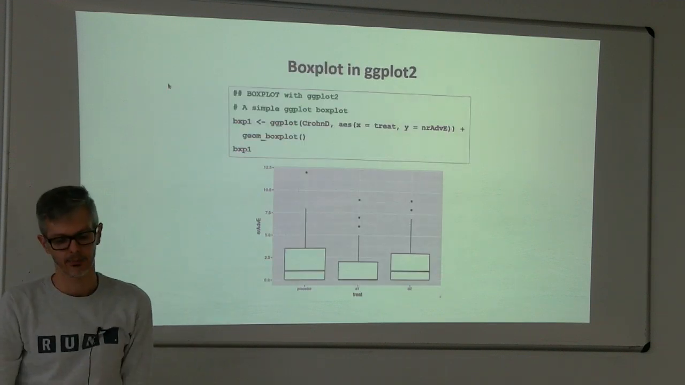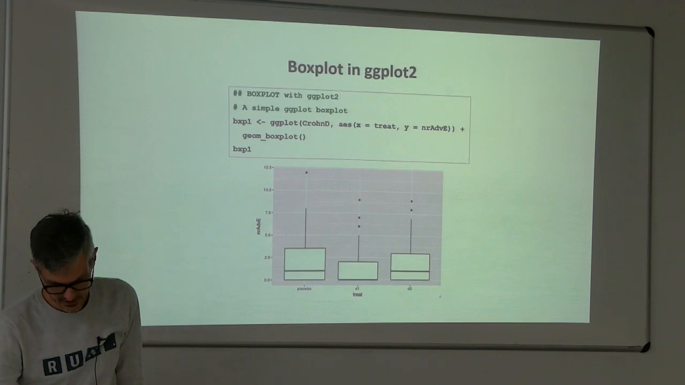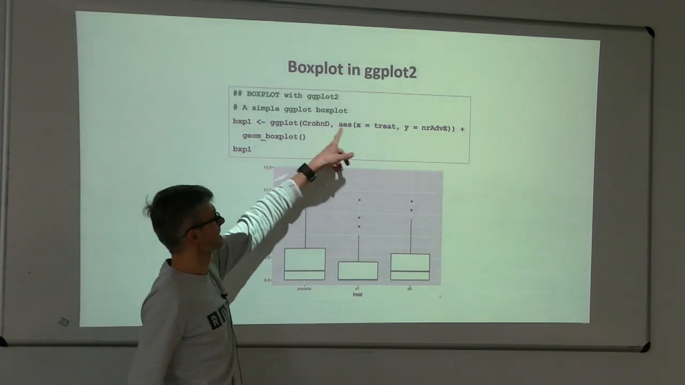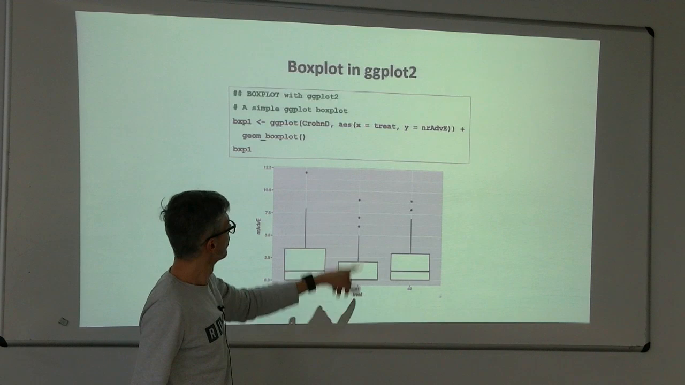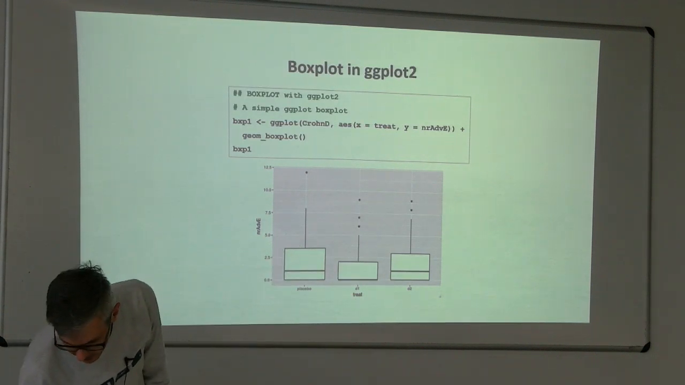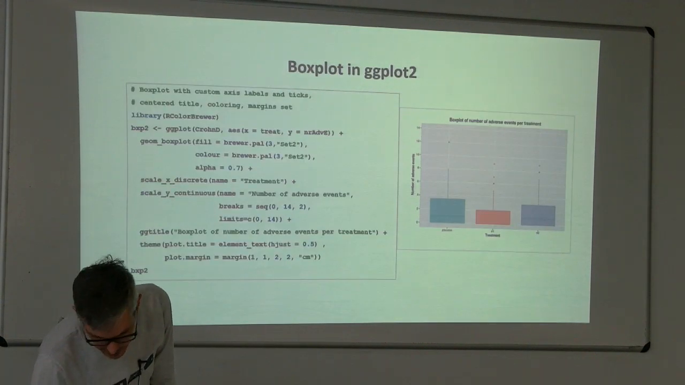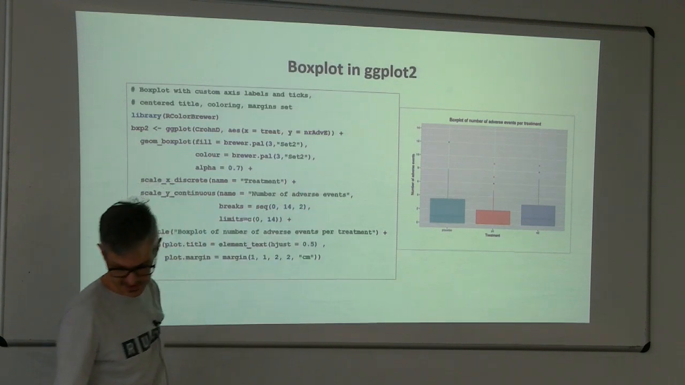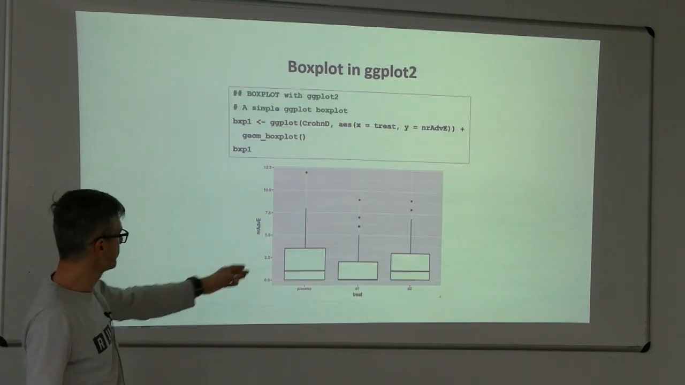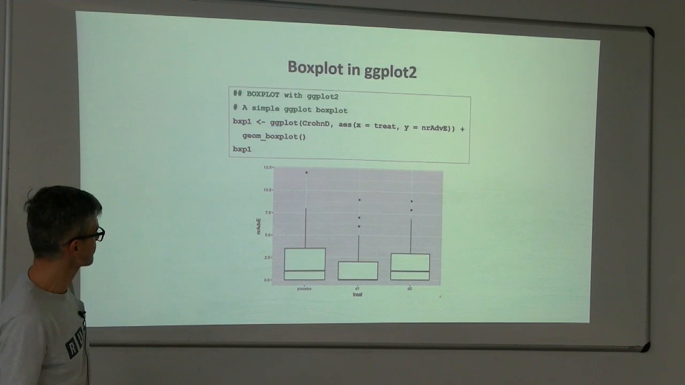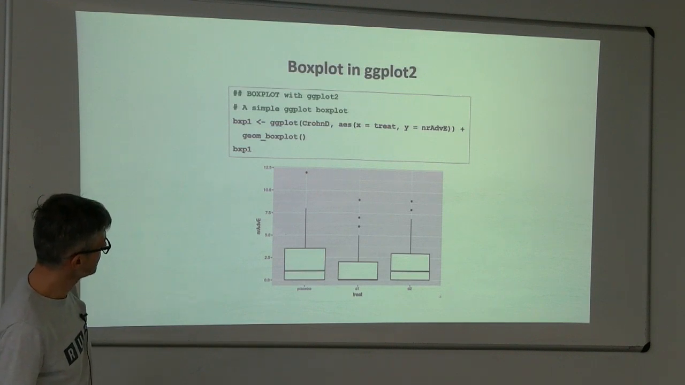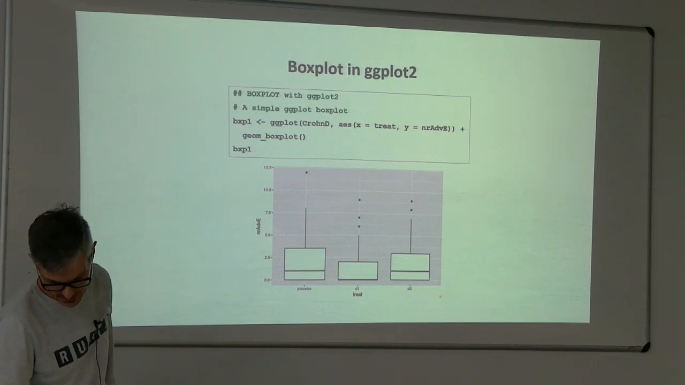And then the last example, of course, is a box plot. This is a default again. Aesthetics, the treatment here versus what is NRAD again? The number of adverse events in this case. So this would be the default, already quite a nice plot, I think. Maybe nicer than the base graphics.